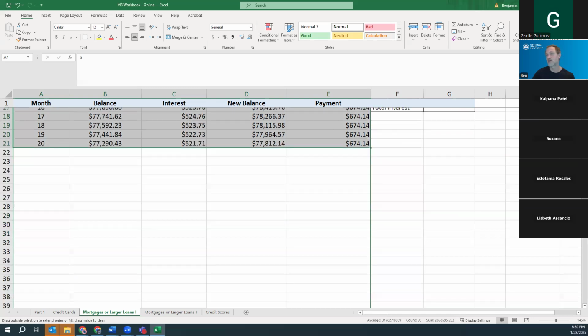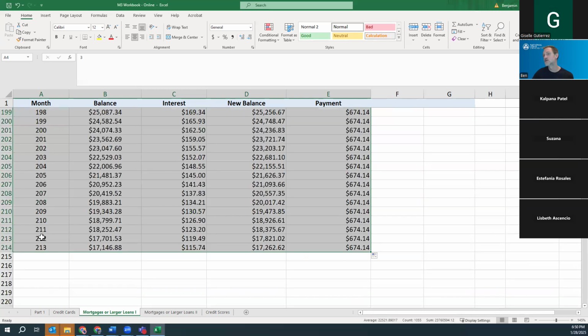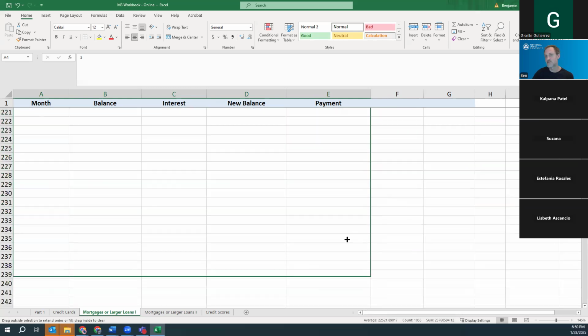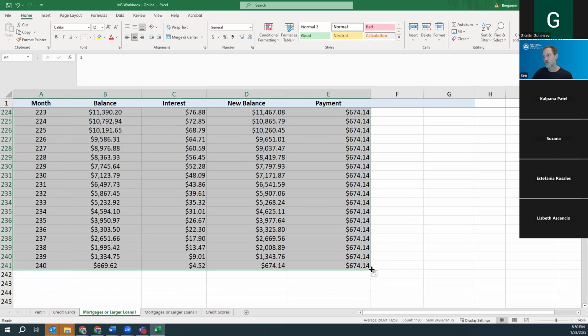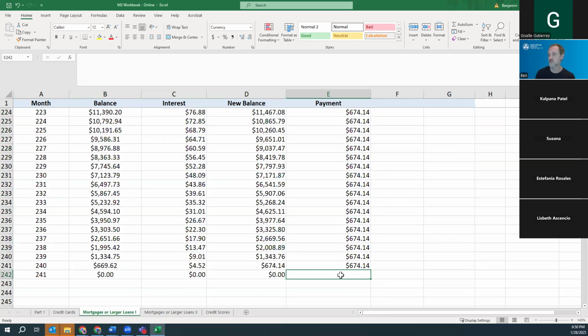Notice that the row number and this is not exactly the same. So you just got to keep going until the month hits 240. Boom. I'll do one more month just to show you. Yep, we hit 0. I don't need the last payment. It worked out perfectly. The last payment, $674.14, the same as all the other payments. And I hit my 0 balance. So that's the first part.